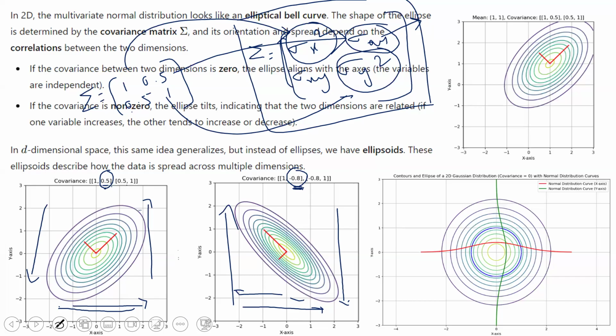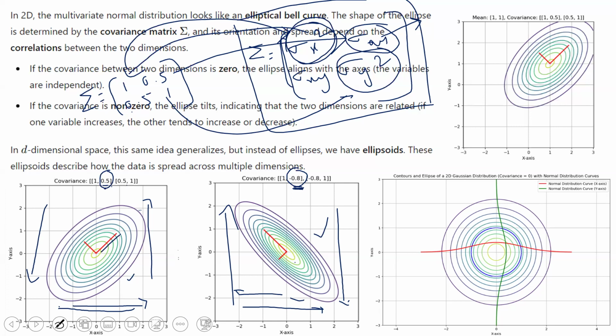Can you tell me what is the mean of these two ellipses? Looking at the diagrams, can you tell me what is the mean of these ellipses and what is the variance of these ellipses? Mean is 0. Exactly, yes. What is the variance along x-axis and what is the variance along y-axis? It is 1, right?